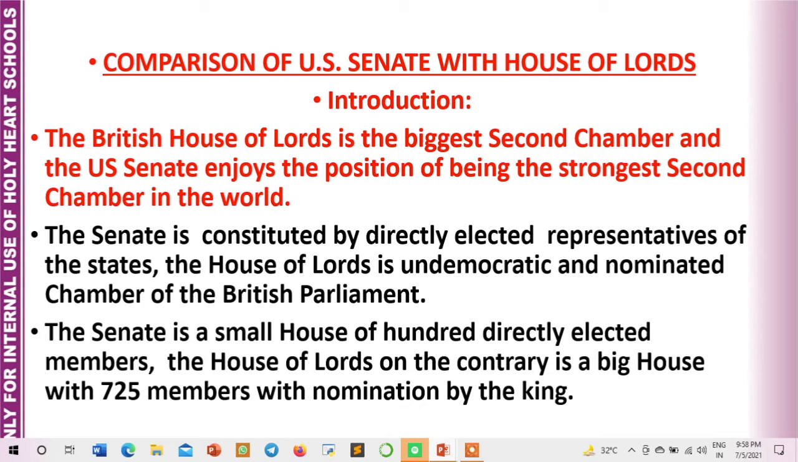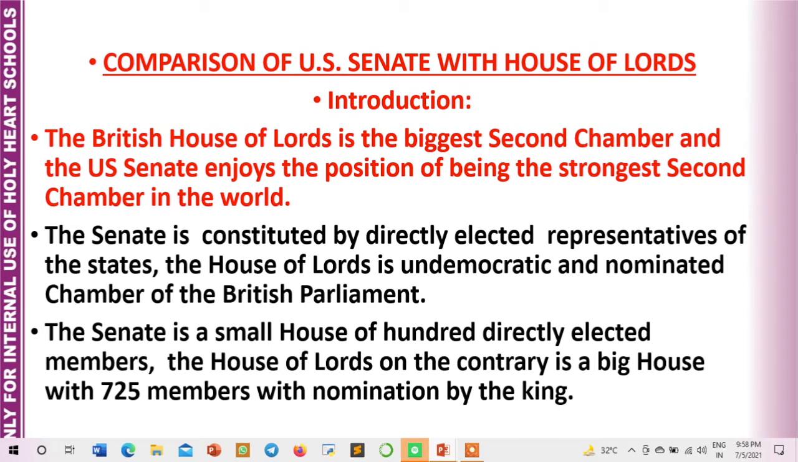Now I will do the comparison of the US Senate with the House of Lords. As I have already discussed the US Senate's comparison with the Indian Rajya Sabha, the upper house of India, now I will compare it with the upper house of the UK, the United Kingdom. It's known as the House of Lords. The British House of Lords is the biggest second chamber, and the US Senate enjoys the position of being the strongest second chamber in the world.